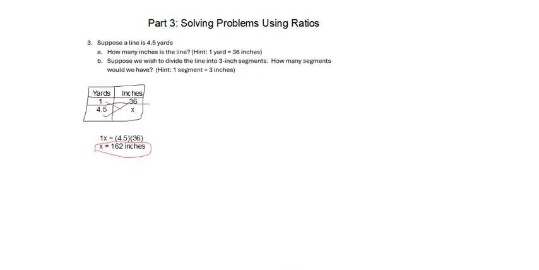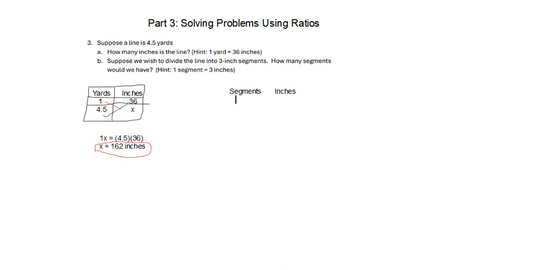All right, part B would like to divide this line into 3-inch segments. And for this, we're looking for how many segments that we would have. Now, when they say 3-inch segments, that's a conversion in and of itself. That's like it's saying 1 segment is equal to 3 inches. So I'm going to make a table again. So we are comparing segments and inches.